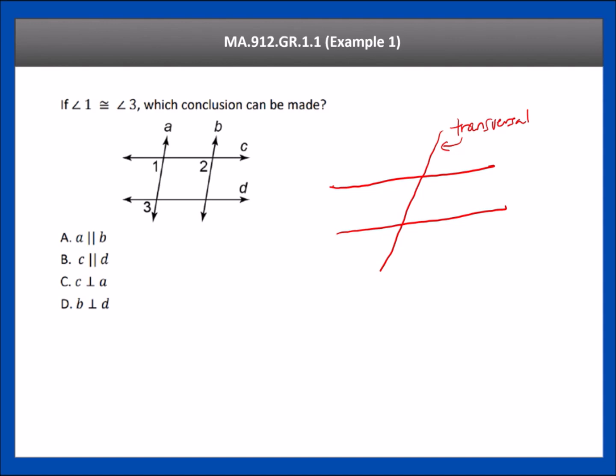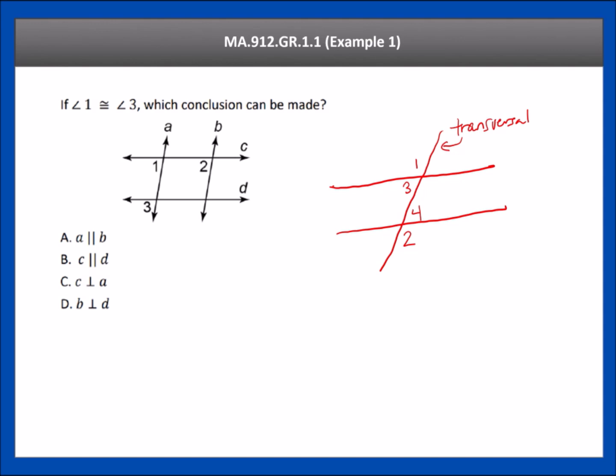The first special angle pair is alternate exterior angles. For example, they're outside the two lines and they're on opposite sides of the transversal. Those are known as alternate exterior. Alternate interior angles are angles that are inside the two parallel lines and they're on opposite sides of the transversal, like so. Not only are they on opposite sides, but one is on the left, one is on the right, and there's one on the top, one on the bottom. So they're opposite in every sense of the word.